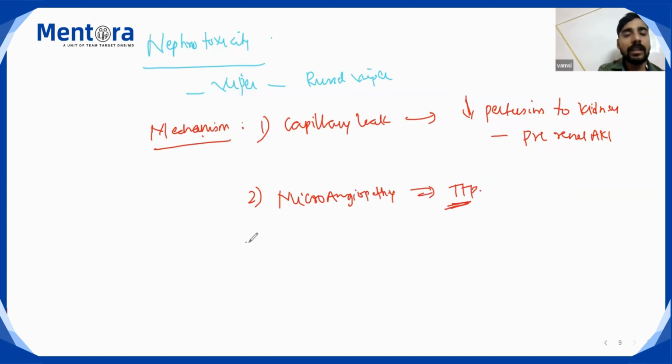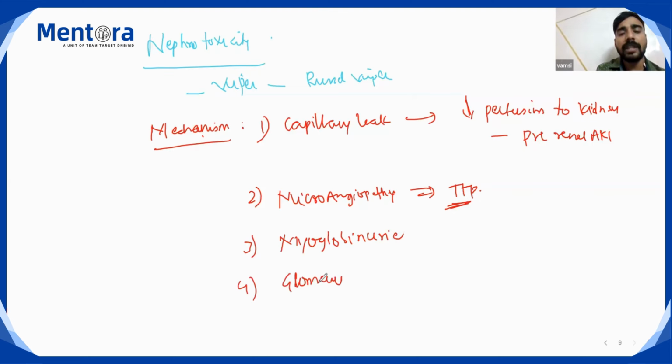Right. And third, some snakes are myotoxic. Because of myotoxicity, more myoglobin is getting released, and this myoglobin will precipitate in the urine, forming myoglobinuria that causes acute tubular necrosis. One is myoglobinuria or rhabdomyolysis. Okay. And some snakes cause glomerulonephritis, also one of the mechanisms producing AKI. And some snakes also produce acute interstitial nephritis. So these are the different mechanisms by which kidneys are getting involved in snake bite.